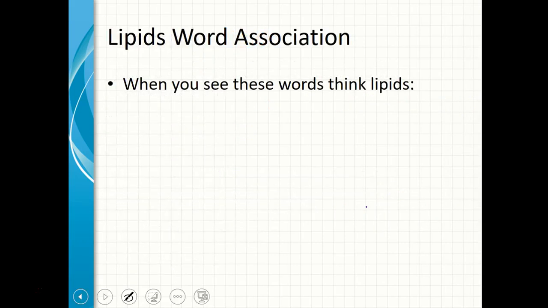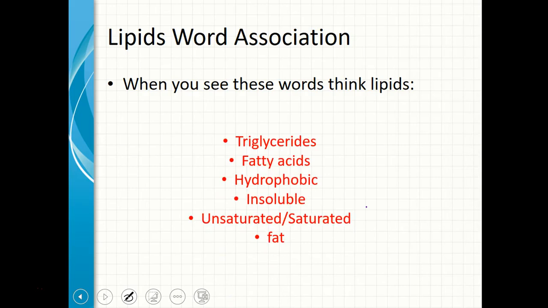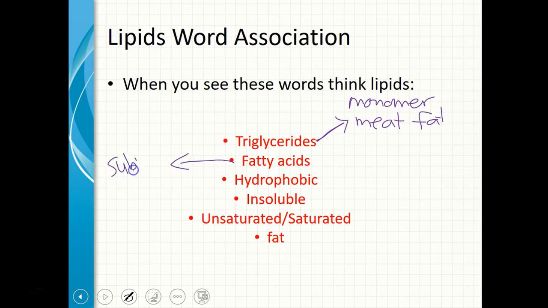So when we think about fats, let's associate lipids with some words, okay? So when you see these words, think lipids. The first one is triglyceride. We see triglyceride and we sometimes will see it as a monomer for lipids. But when we see triglyceride, this is going to mean meat fat. That's usually what we're talking about. Fatty acids, that describes the subunit or the building block or the monomer, whichever word you prefer. All those mean the same.